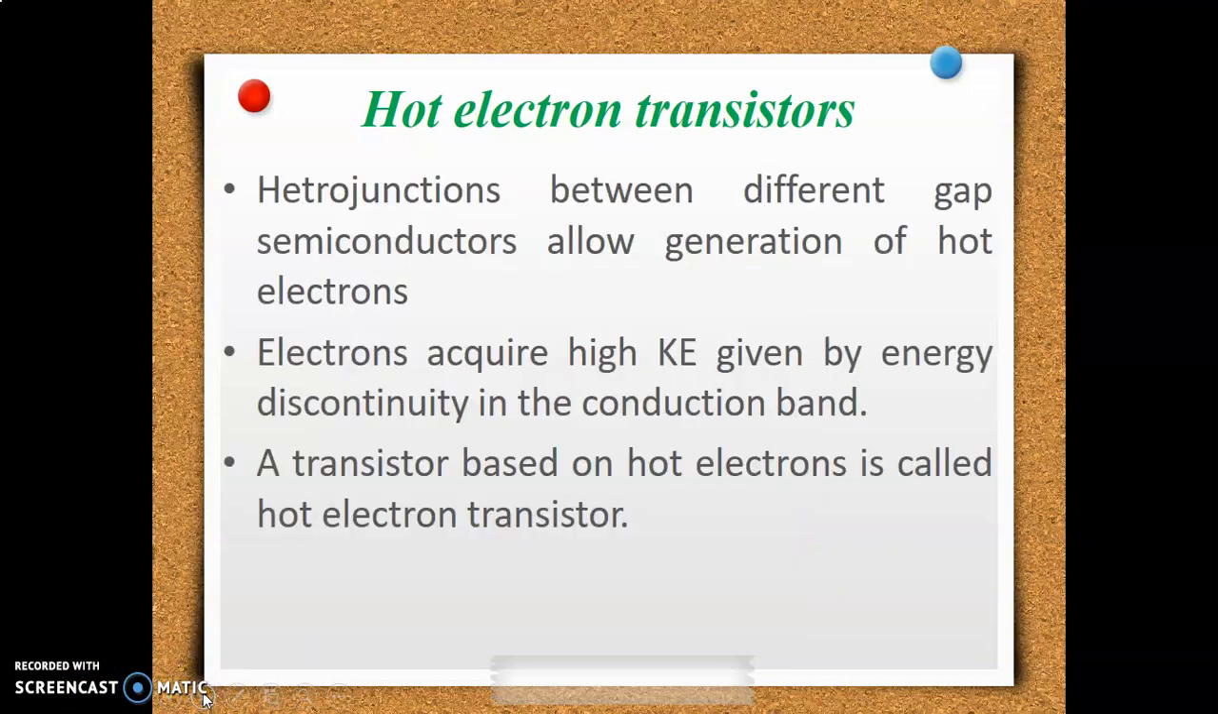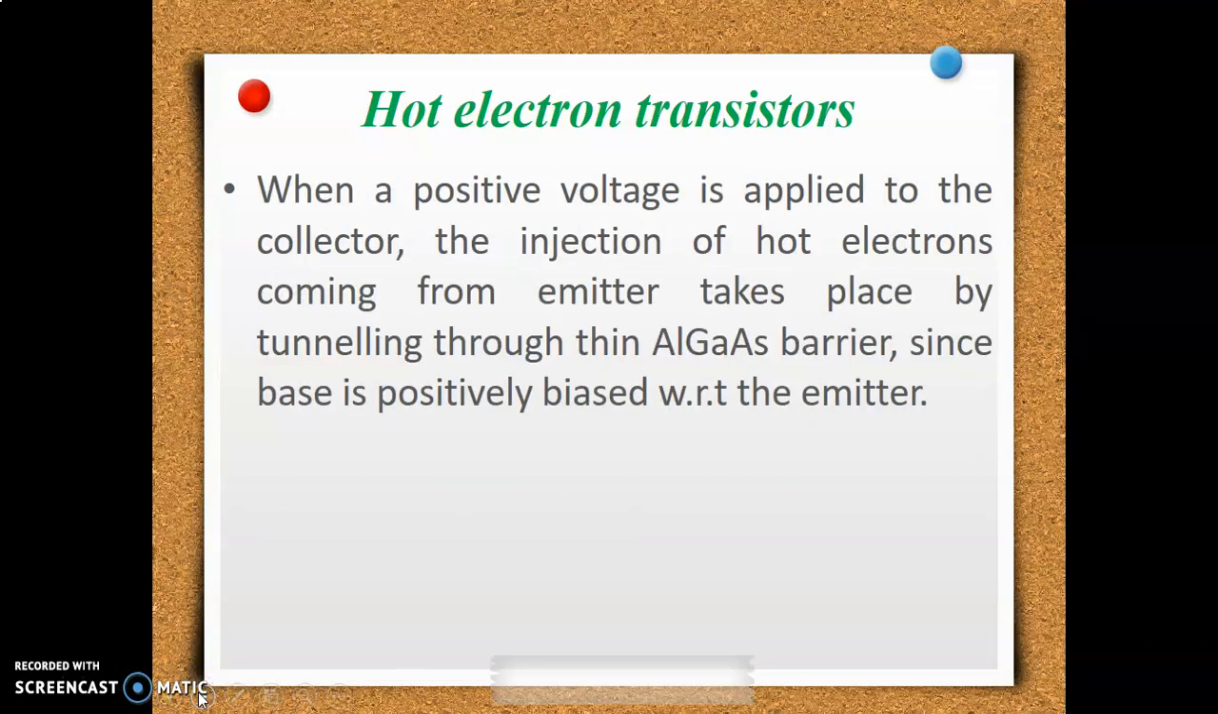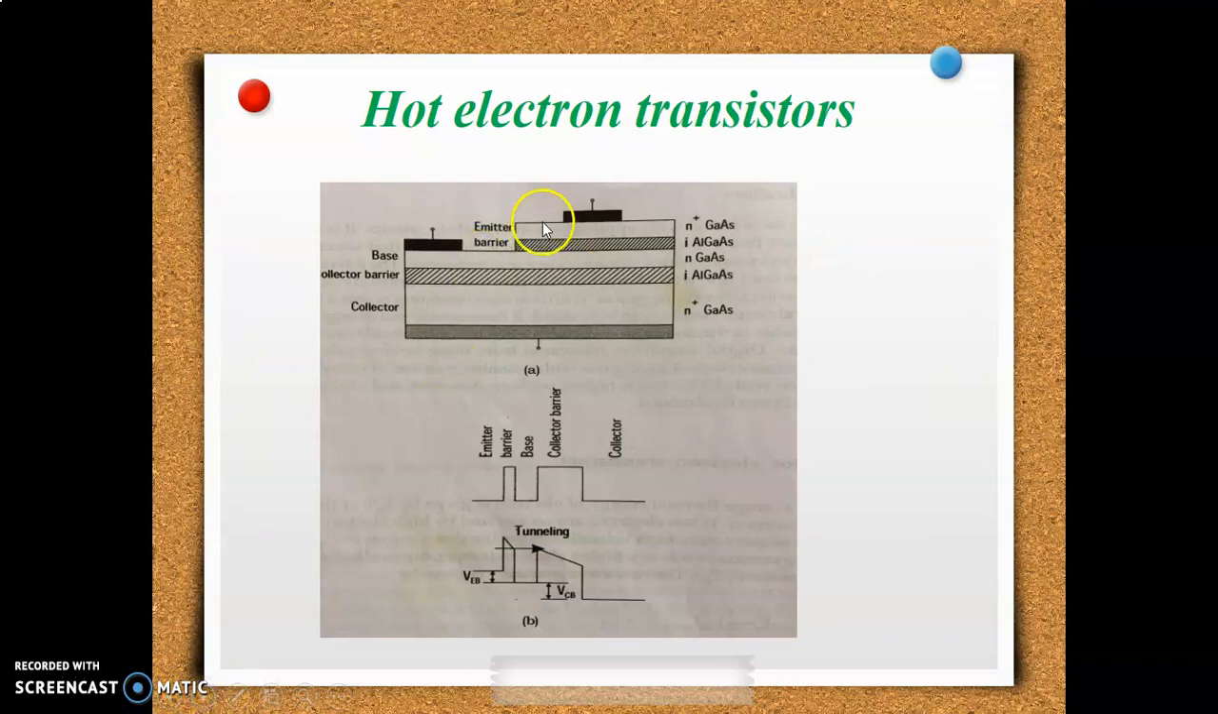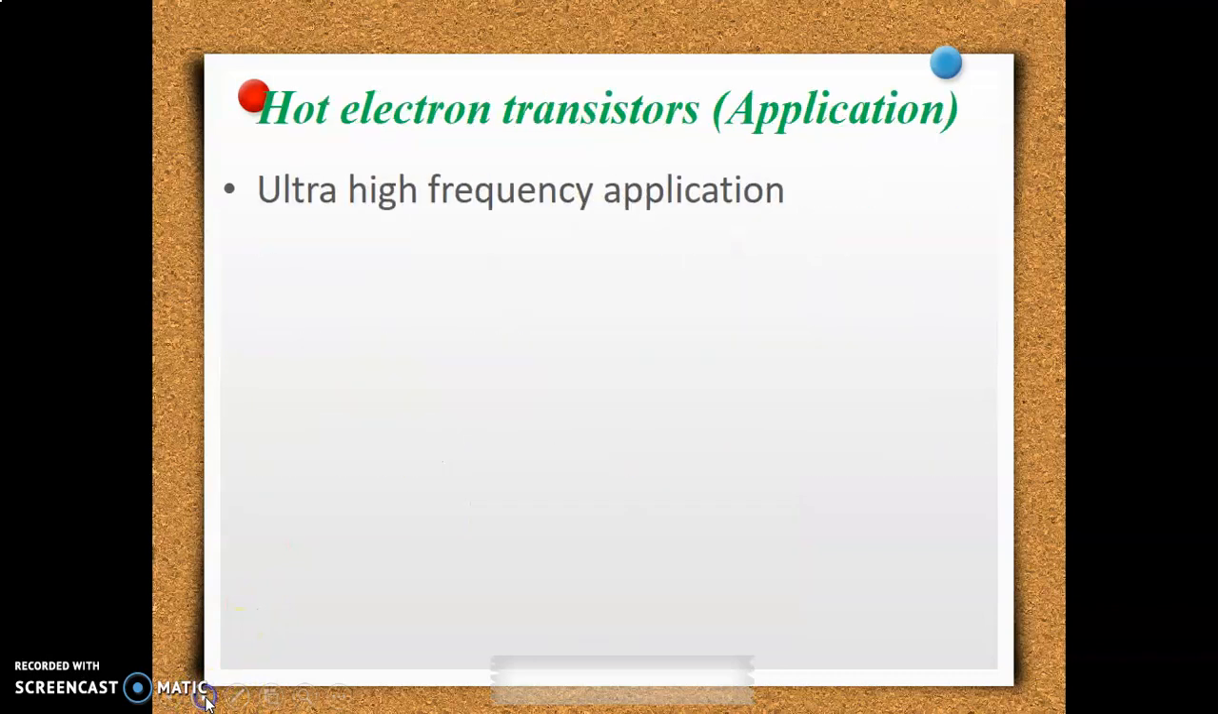Heterojunctions between different gap semiconductors allow generation of hot electrons. Electrons acquire high kinetic energy given by the energy discontinuity in the conduction band. A transistor based on hot electrons is called a hot electron transistor. When a positive voltage is applied to the collector, the injection of hot electrons coming from the emitter takes place by tunneling through the thin AlGaAs barrier, since the base is positively biased with respect to the emitter. That is, we can see the electrons flowing down when a positive bias is given at the collector.